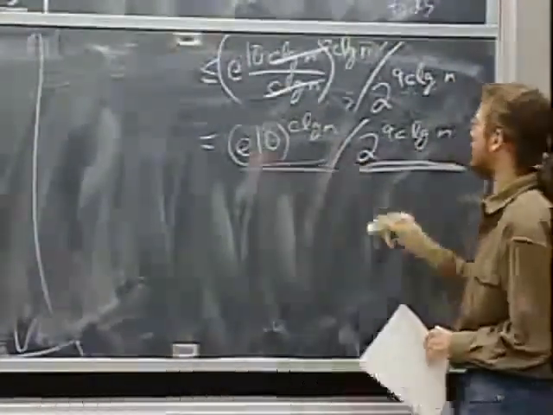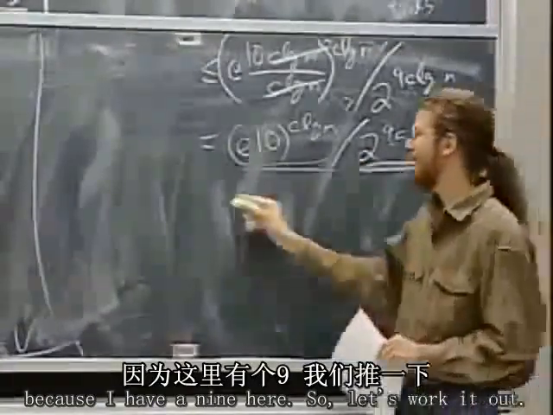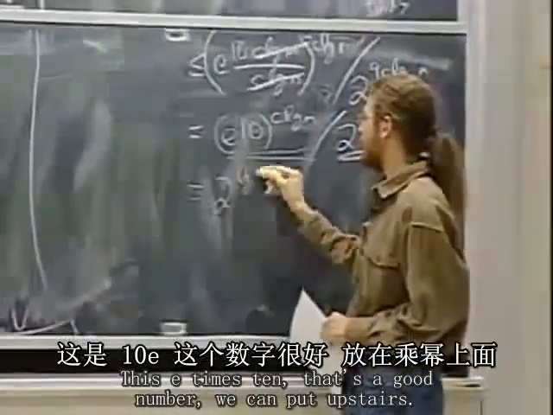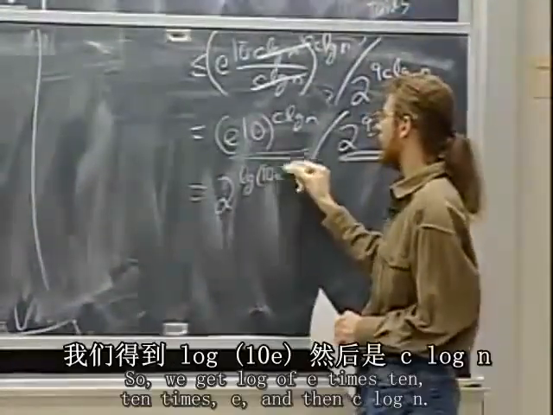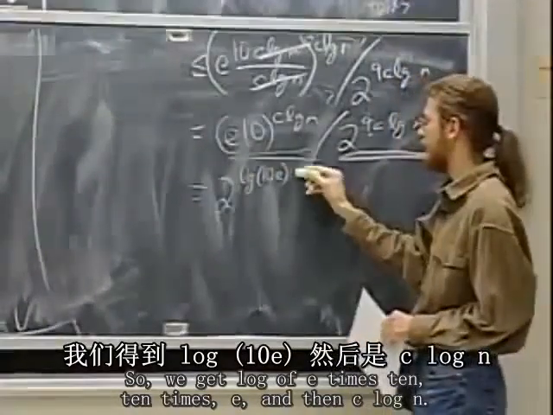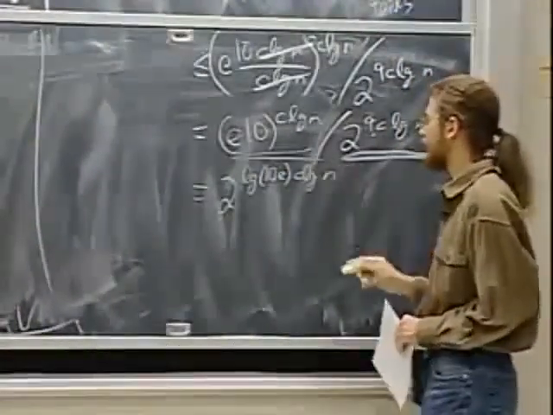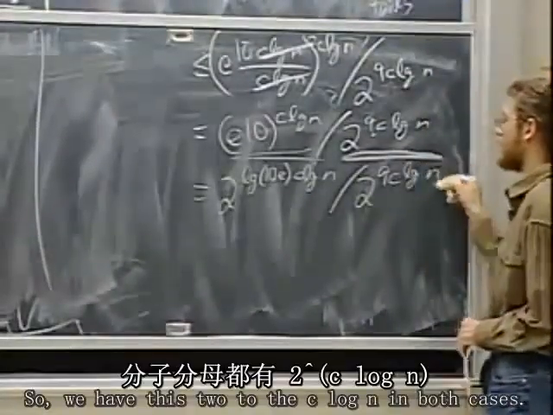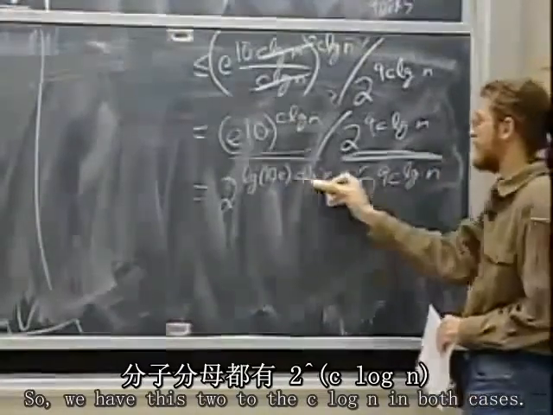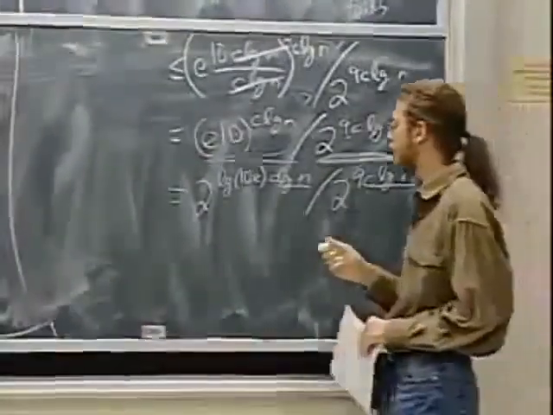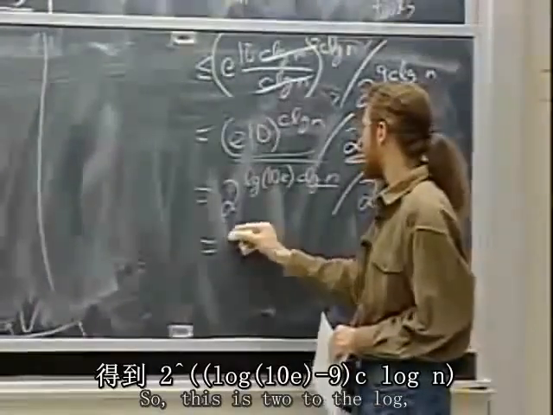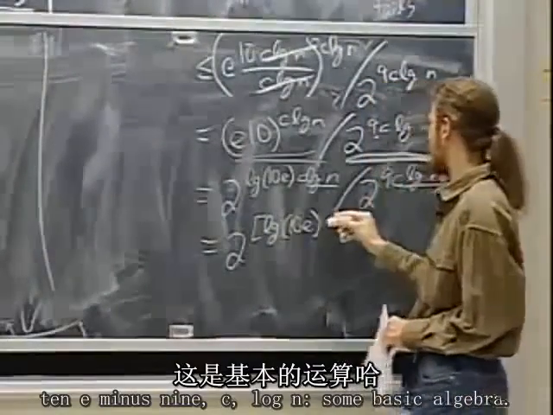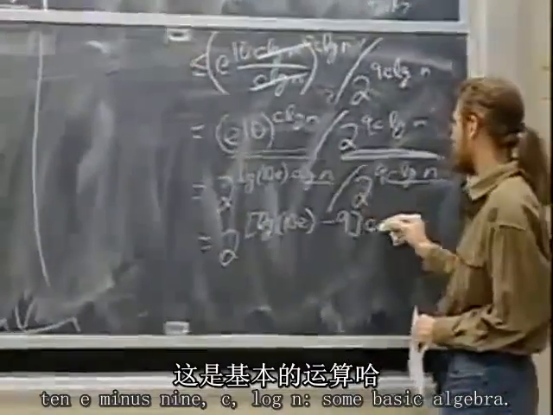This is not so big because I have a 9 here. So let's work it out. This e times 10, that's a good number, we can put upstairs. So we get log of e times 10, 10 times e, and then C log n. And then we have over 2 to the 9 C log n. So we have this 2 to the C log n in both cases. So this is 2 to log 10e minus 9c log n.